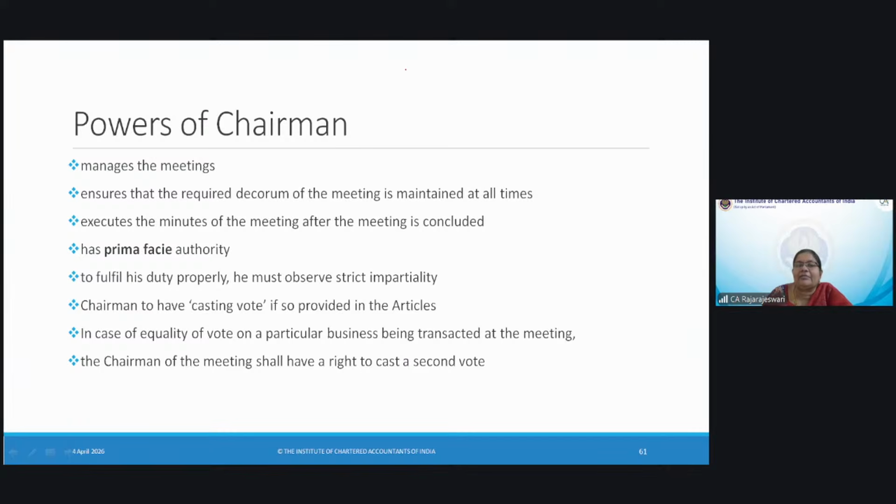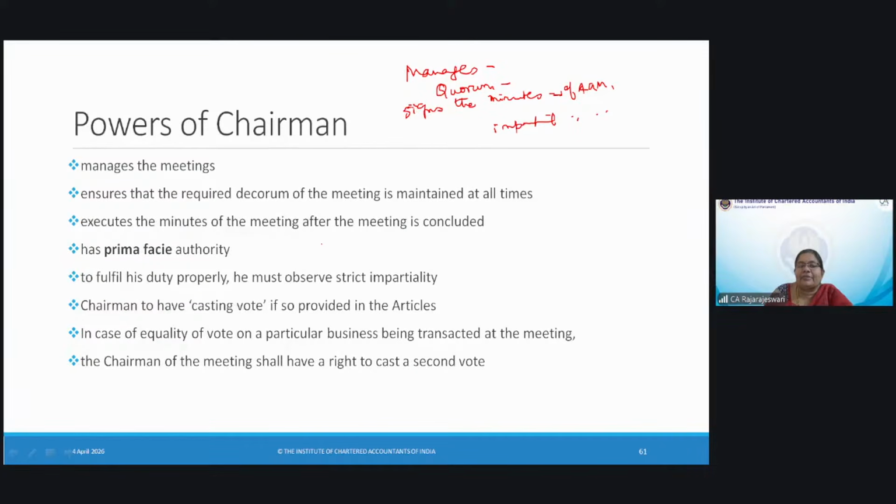Then what are all the powers of the chairman? He manages the meeting. He ensures that the quorum is there, and that the passing of resolutions is done in a peaceful way, with no disturbance from the members. And after the meeting is concluded, he signs the minutes. Because he was acting as the chairman, he is the person who knows what transactions were done. So when it is recorded, he will sign the minutes of the AGM. As the chairman of the meeting, he has the right to sign the minutes. And he should act in an impartial way.